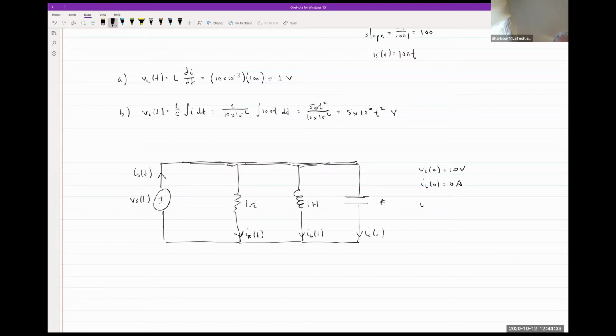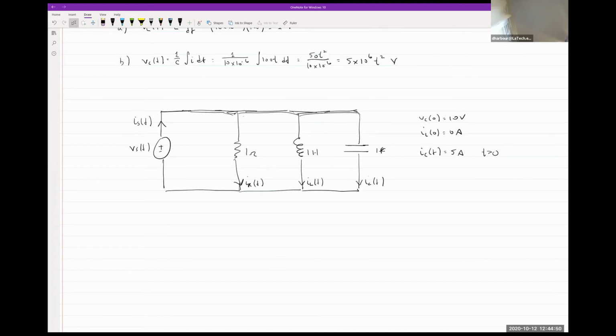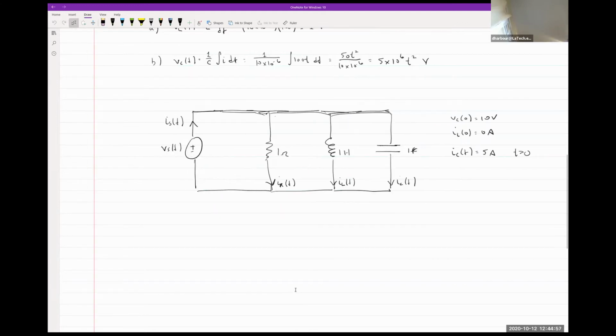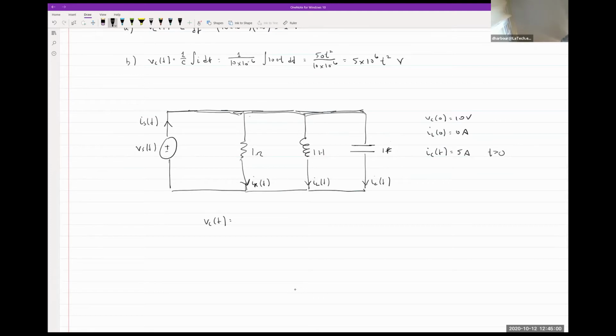In this case, we're actually given that IC of t equals 5 amps, a constant, for t greater than 0. So instead of being given the voltage, we're given one of the currents. And once we have that current, then we can compute the voltage, because from that current, we can get that Vc of t, the voltage across the capacitor, is 1 over C integral of IC of t dt. And so we have 1 over 1, the 1 farad capacitor, and just the integral of 5 dt. And so that just comes out to be 5t plus our constant.